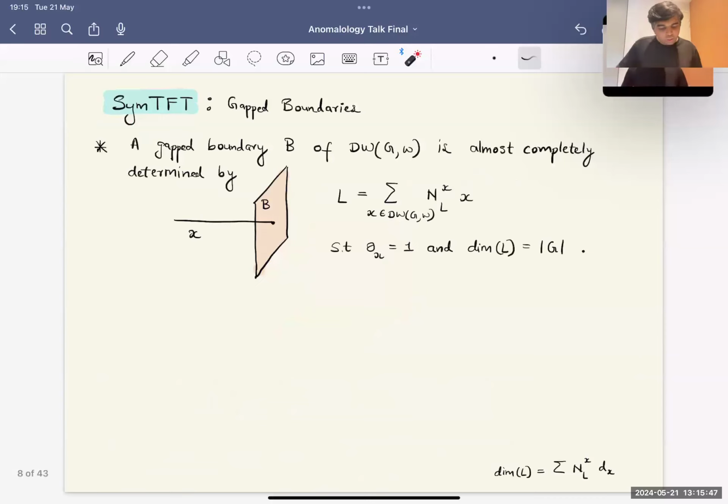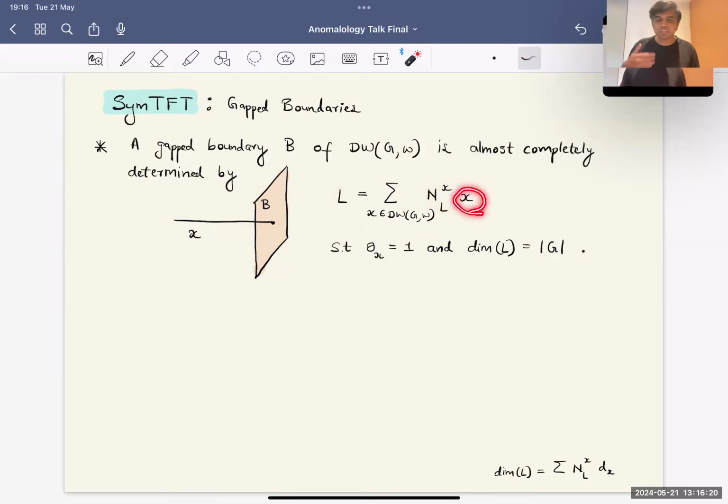Okay, so before going into the S3 example in particular, let me describe the data that describes gapped boundaries of SymTFTs. A gapped boundary of a SymTFT is almost completely determined by the set of lines which can end on the gapped boundary. So the question is, what are the lines which can end on the gapped boundary? In general, you have this line L in the bulk, which is a sum of simple lines.